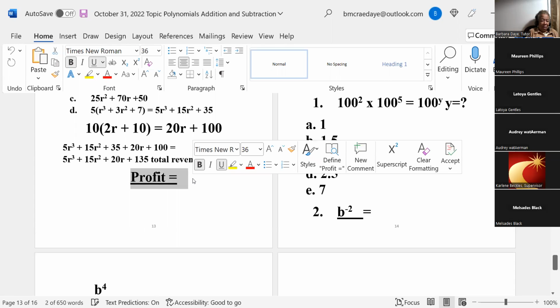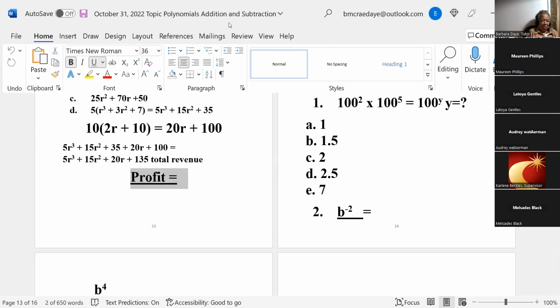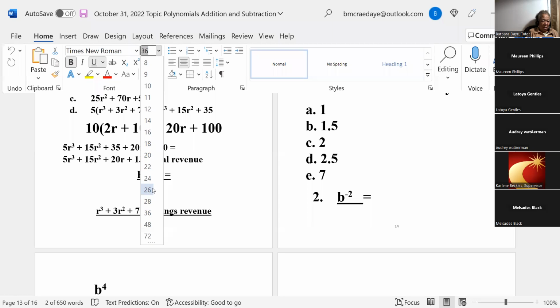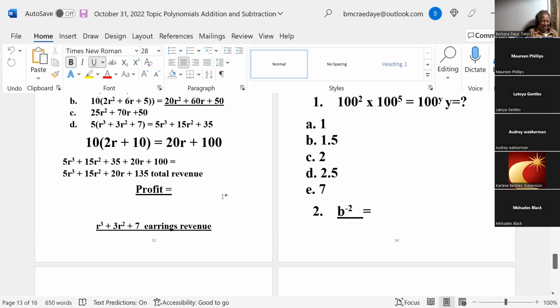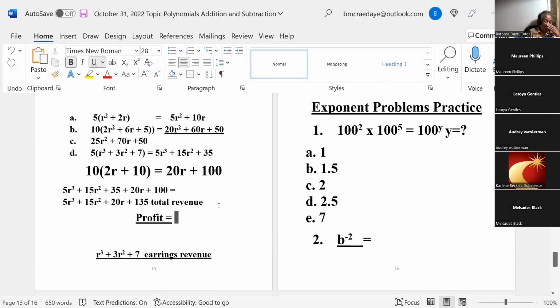No, think about it. If you're selling something and you want to find your profit, how do you find your profit? Subtract whatever you sell from what you gain. What is it, Audrey? Okay, you've got a total revenue, you've got a total cost, and you want to find a profit. How do you find profit from revenue and cost?